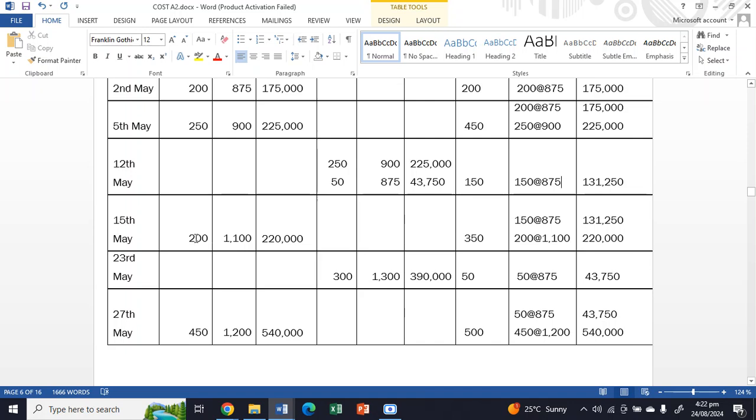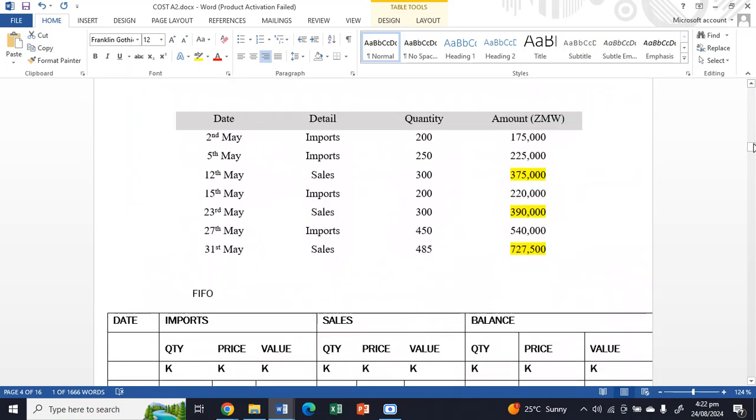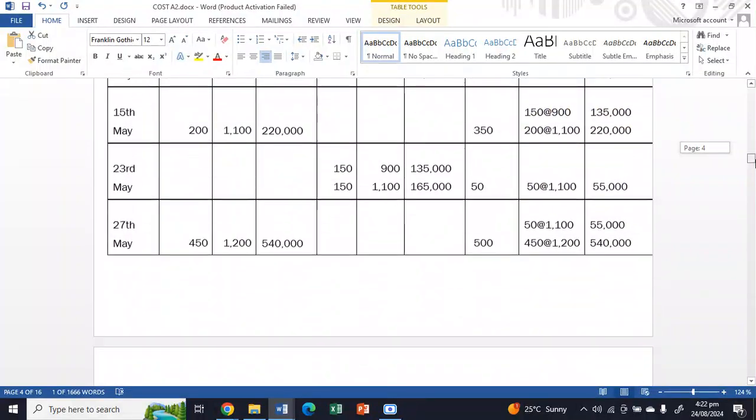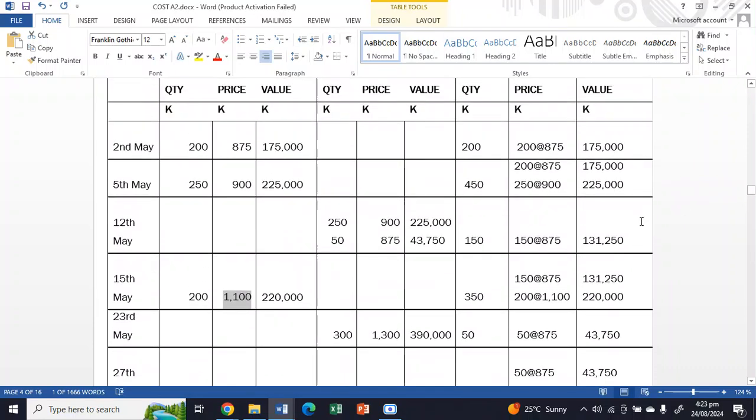15th May, we made a purchase of 200 goods, paid a total of 220,000. So each good costed us 1,100. So since these guys, what are they selling first? I think in the question it was solar panels. So here it's solar panels that we're dealing with. So we bought 200 solar panels at 1,100. We paid a total of 220,000. So at the 150 solar panels, we brought in 200.